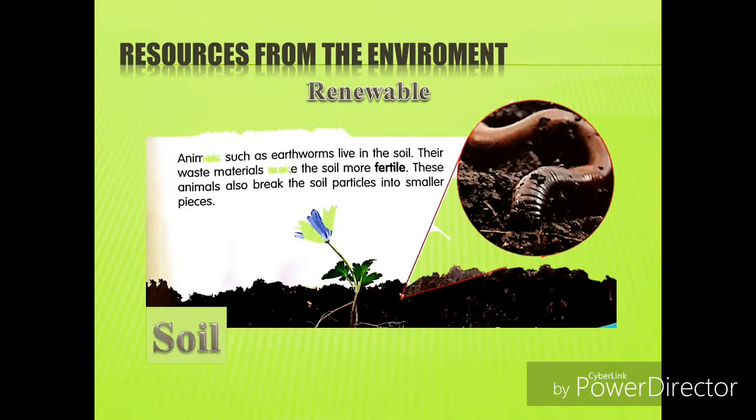The soil is another renewable resource. The soil is formed from the topmost layer of the earth. It contains air, water, and minerals. Living things such as plants and animals are also found in soil. The soil is important for plants' growth because they get their water and minerals from the soil, and it also anchors the roots of the plants to the ground.